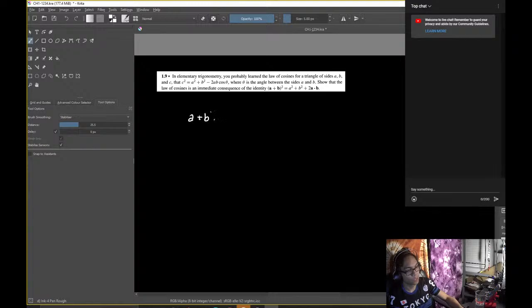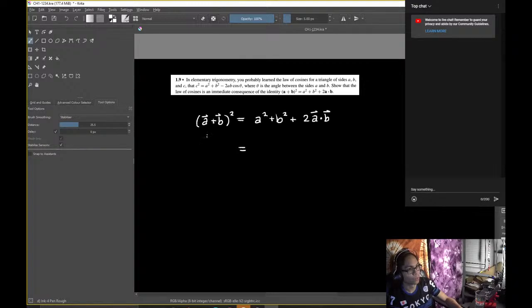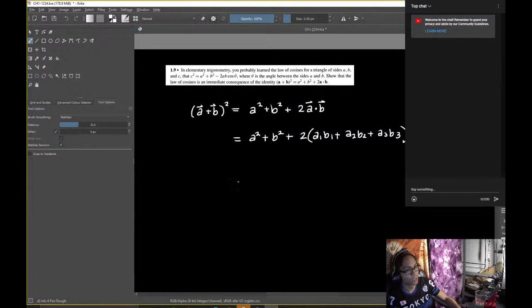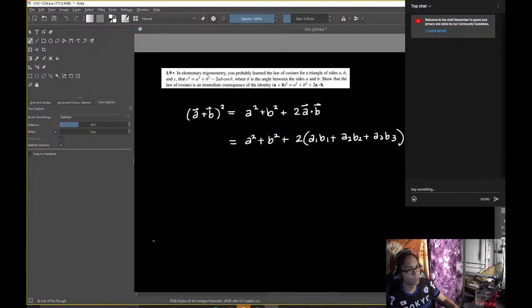So a plus b, they're vectors, by the way, squared is equal to a squared plus b squared plus 2a dot product b. Nice. These are vectors. So let's try to prove it. The right-hand side looks very easy to prove. b squared plus 2 times a1 b1 plus a2 b2 plus a3 b3. Nice. We'll do that. That's the dot product of that guy.